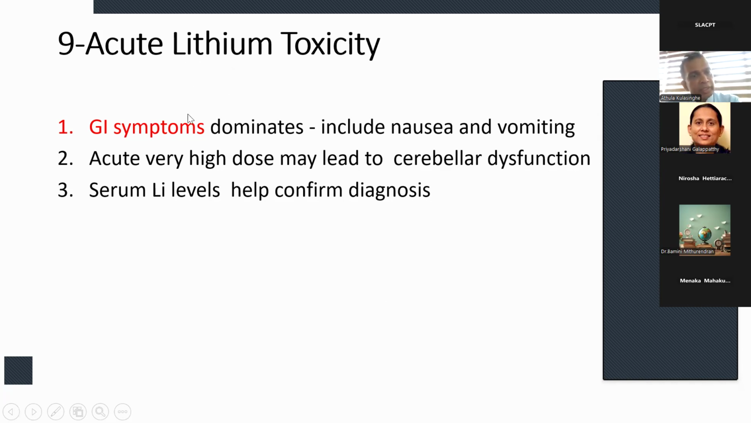If a patient has freshly taken a very high dose of lithium, the patient might get cellular dysfunction features in the presence of GI symptoms. With a very high dose, nervous system involvement also occurs along with the GI symptoms. So the lithium level is also helpful for clinical confirmation.